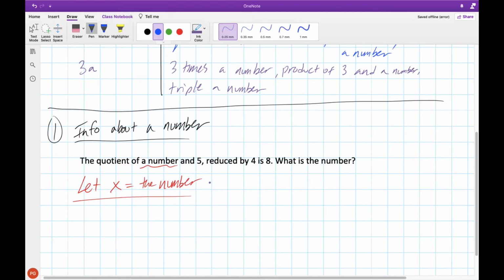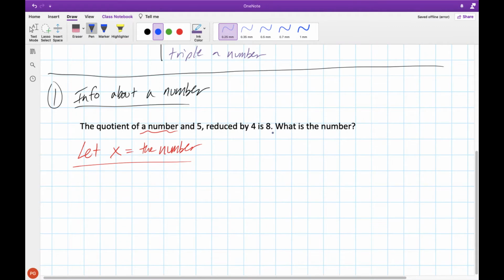Once we have this, now we can turn this sentence into an algebraic equation. So we're told the quotient of a number and 5. This section right here, we know this is x over 5. Reduced by 4, reduced, that's like subtraction, by 4, this is like our equals sign, and then 8 was just the number 8. So now we can take this sentence and turn it into an algebraic equation.